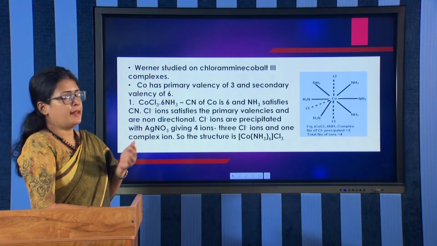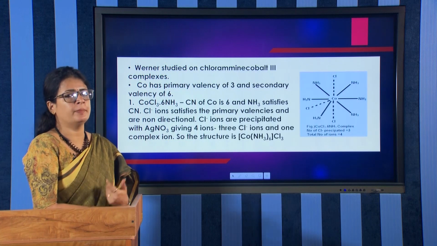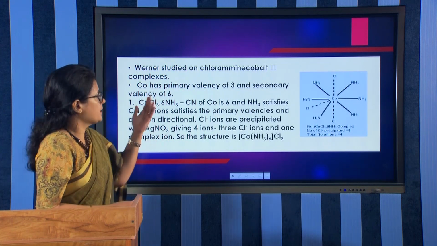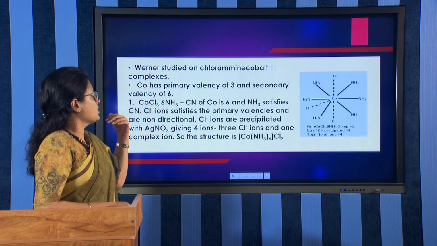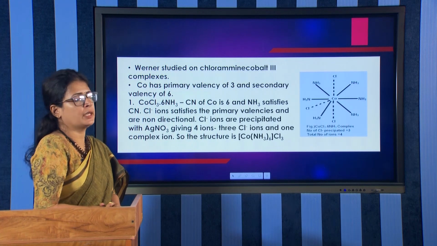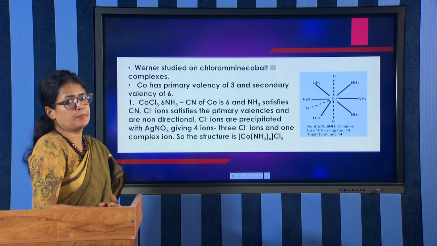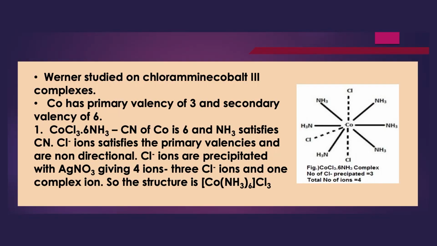Alfred Werner mainly studied chloroammine cobalt(III) complexes. In these complexes, cobalt has a primary valency of 3, which is non-directional, and a secondary valency of 6. The first complex which he studied was CoCl3·6NH3. The coordination number of cobalt is 6, and we have 6 ammonia molecules.